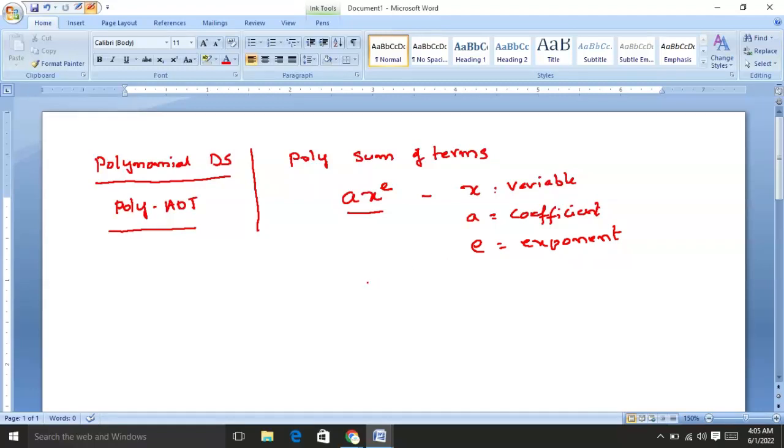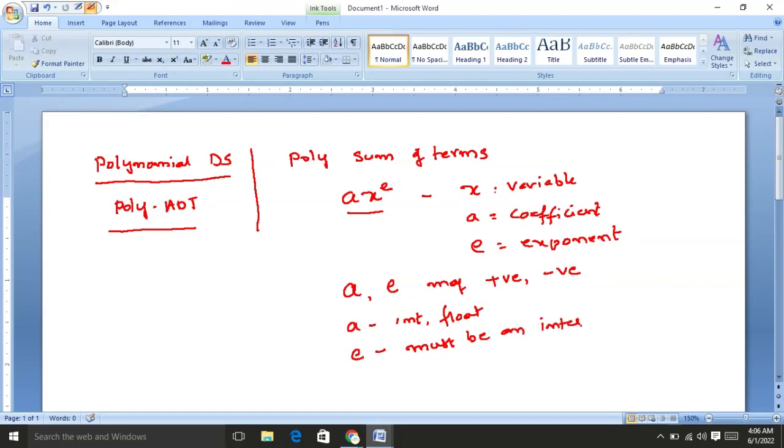And here we can observe one more thing: the coefficient value, the a value, and the e value may be positive or negative. The sign of the coefficient value and exponent value may be positive or negative. Especially the coefficient may be an integer or float or any value. But the exponent e must be an integer, a whole number.